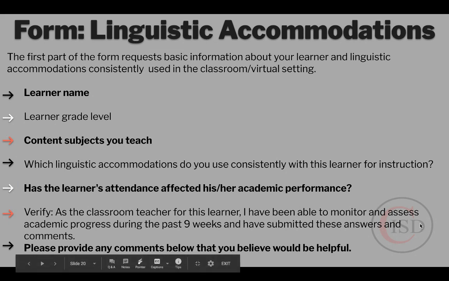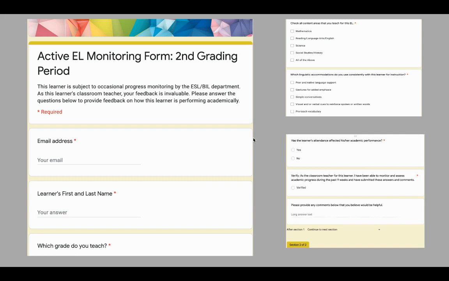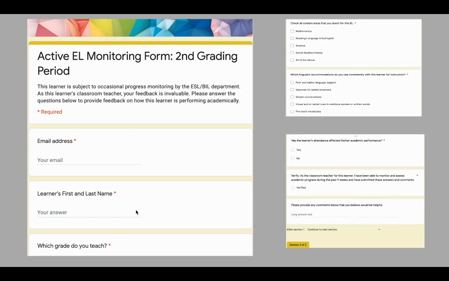And then the space at the bottom is going to provide any comments that you feel will be helpful. So this is what the form looks like. This is the part you are familiar with. For the second 9 weeks, you're going to still put your Coppell ISD email address, the learner's first and last name. On the secondary form, yours might have a drop down for you to click the name of the English learner. If that's the case, then you do that.